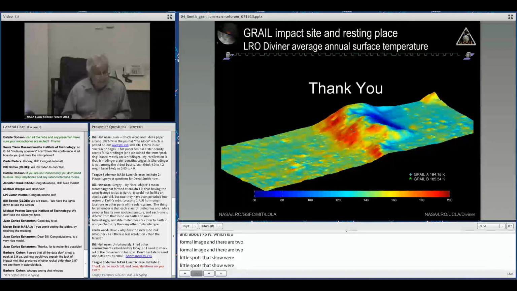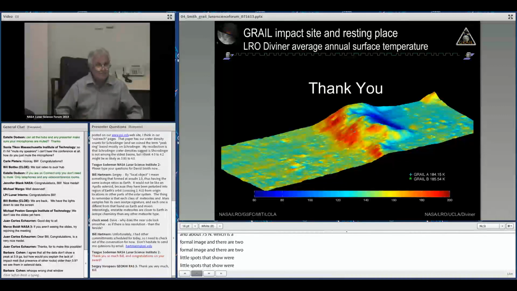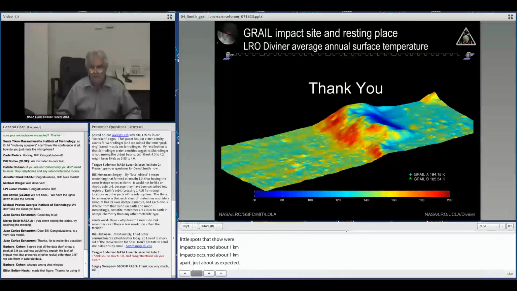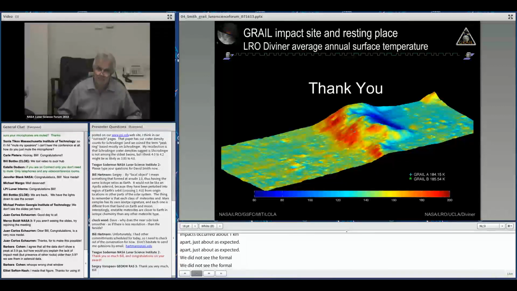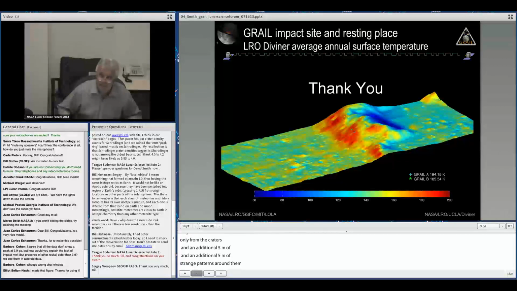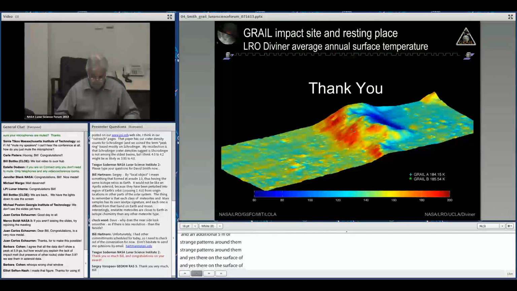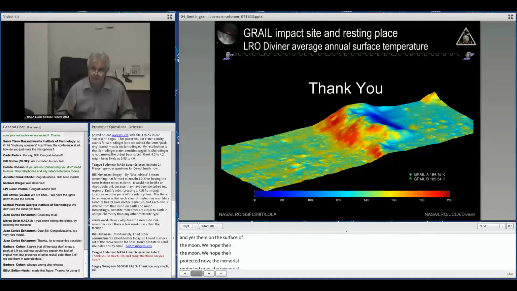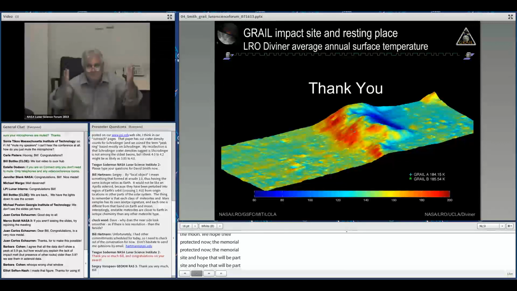Just about as expected. Dave did not see the thermal increase as we hoped he would, but LROC has found the craters of these two spacecraft. They're small, 5 meters, with strange patterns around them, but yes, they're on the surface of the moon, and we hope they are protected now. In fact, we call them the Sally Ride Memorial Site, and we hope that will be part of the protection process for this site. So thank you, Greg. I'm sorry I may have overdone my time.